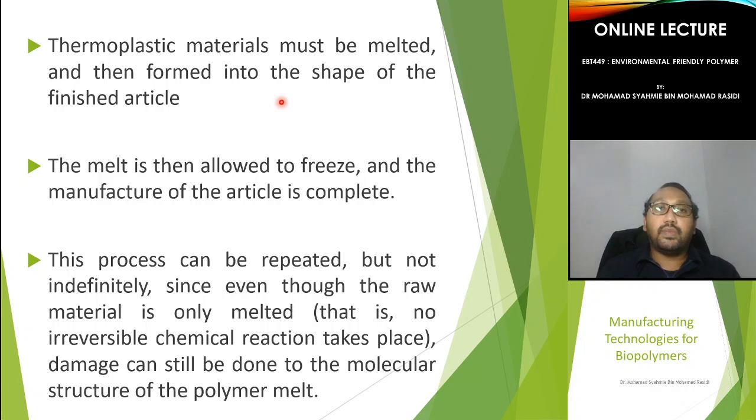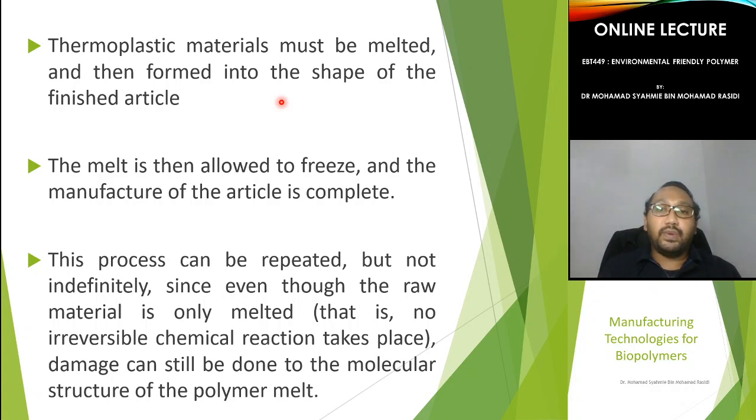Thermoplastic materials must be melted and then formed into the shape of the finished articles. The melt is then allowed to freeze and the manufacture of the article is complete. Okay, for the thermoplastic, first we need to melt the material, and when the material is in a molten stage, then we can form it into the desired shape that we require. Once the desired shape has been achieved, the material needs to be frozen or cooled so that the shape can take place upon cooling.